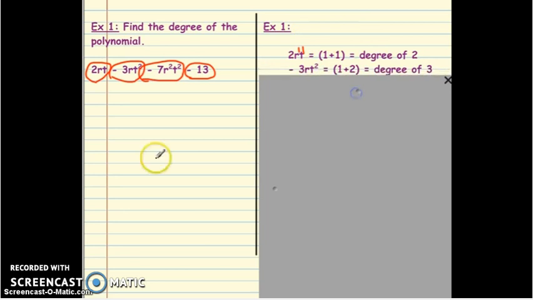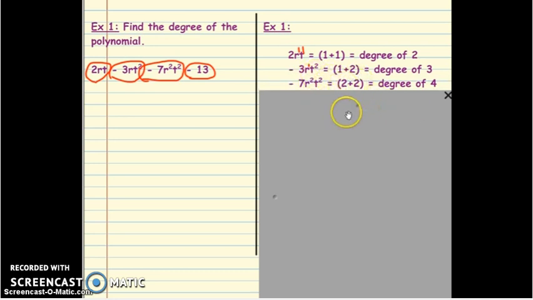Then move on to the next part of the polynomial, so negative 3rt squared. Again, let's take a look at the exponents. We've got a 1 and a 2. Add those together, and we get a degree of 3. The next part of the polynomial is negative 7r squared t squared. Taking a look at the exponents, we've got 2 and 2. Obviously 2 plus 2 is 4, so we've got a degree of 4. And lastly, negative 13, there aren't any exponents at all, and has a degree of 0.